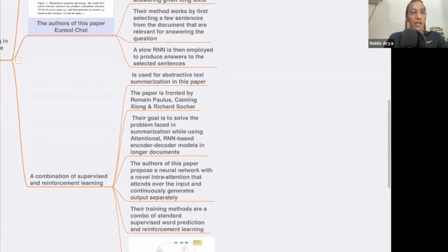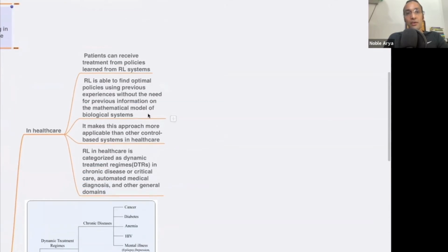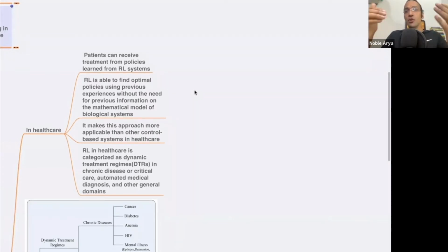Reinforcement learning application in healthcare. You can also apply it in healthcare. Patients can receive treatment from policies learned by an RL system. Earlier, when you went to a hospital, you didn't know where your documents were, there was no record, no consistent data. Now, when we use reinforcement learning in healthcare, we'll have a database, and we'll predict future diseases also.